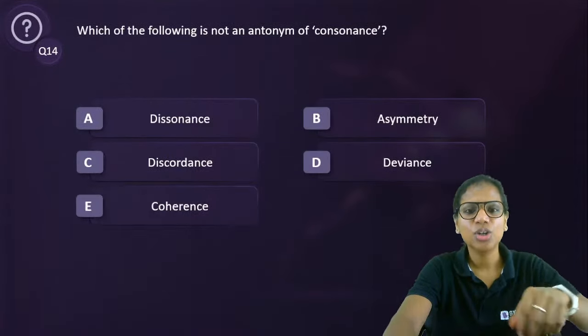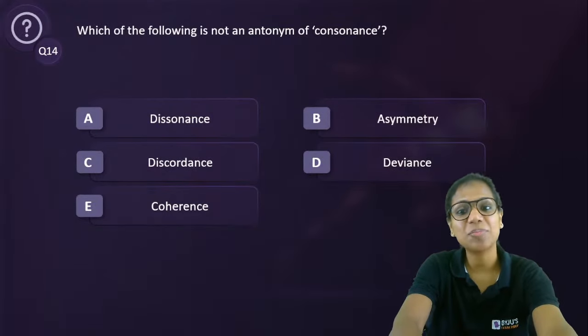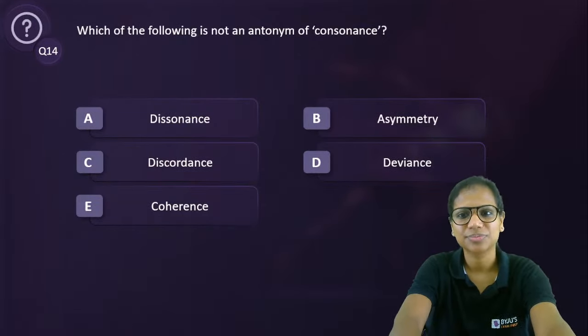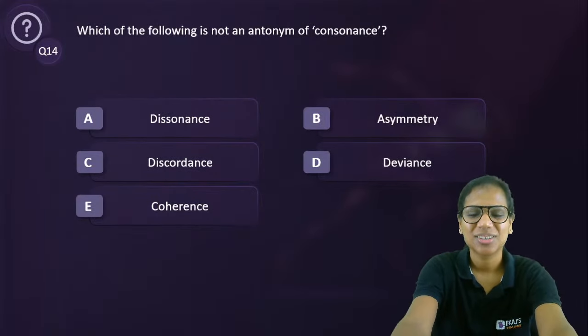And last question, not an antonym. Tell me, which one is not an antonym? Surreptitious, clandestine, absolutely correct. These are all synonyms. A clandestine glance, a surreptitious glance, all are synonyms of furtive. Not an antonym of consonance. Tell me, which one is not an antonym?